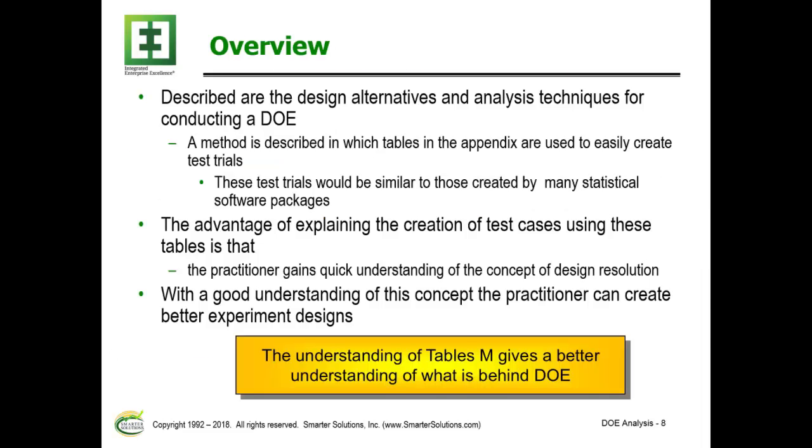So we described the design alternatives and analysis using the DOE. We're suggesting that you look at tables M and N in the back of volume 3 so that you understand the concept of confounding and so on, because that's going to make it a lot easier when you use a statistical program to create your design of experiment.